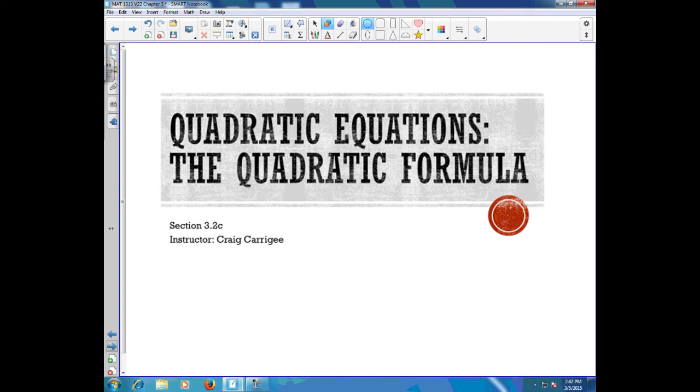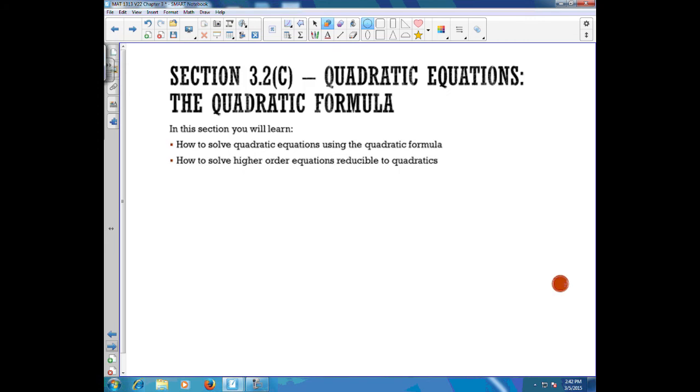Today we're going to talk about quadratic equations and the quadratic formula. So in this section you're going to learn how to solve quadratic equations using the quadratic formula and how to solve higher order equations that we can reduce to quadratics. And this is going to somewhat reference the previous two sections.